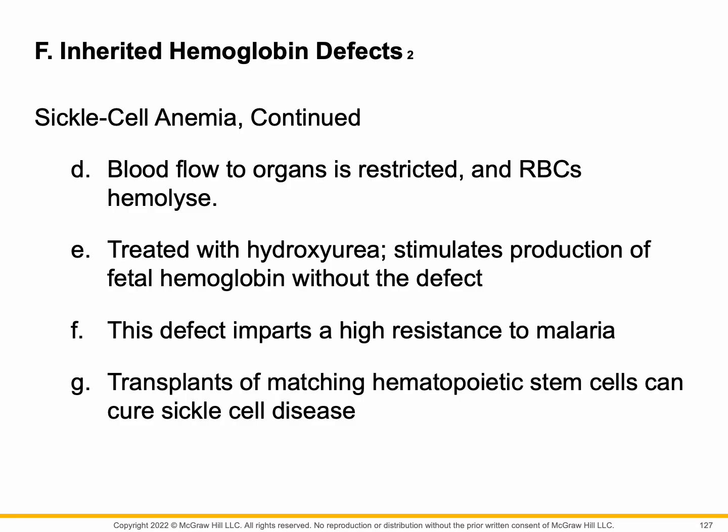It's treated with hydroxyurea, which stimulates the production of fetal hemoglobin without the defect. This defect imparts a high resistance to malaria. Transplants of matching hematopoietic stem cells can cure sickle cell disease.